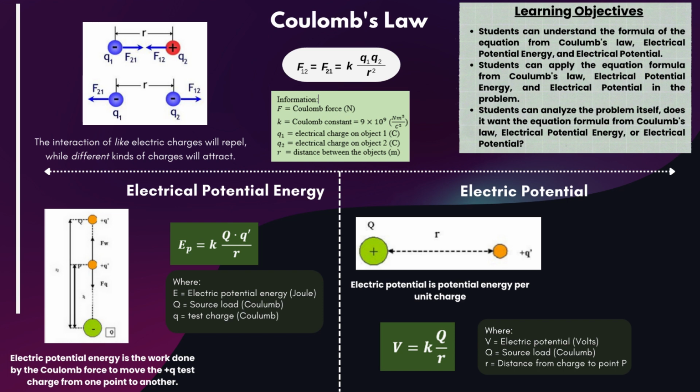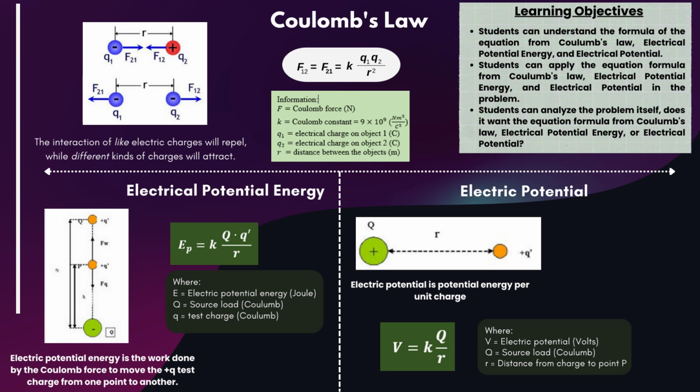Material about Coulomb's law. The interaction of like electric charges will repel, while different kinds of charge will attract. Coulomb's law has an equation where F21 is equivalent to K times Q1 times Q2 per R to the power of 2.